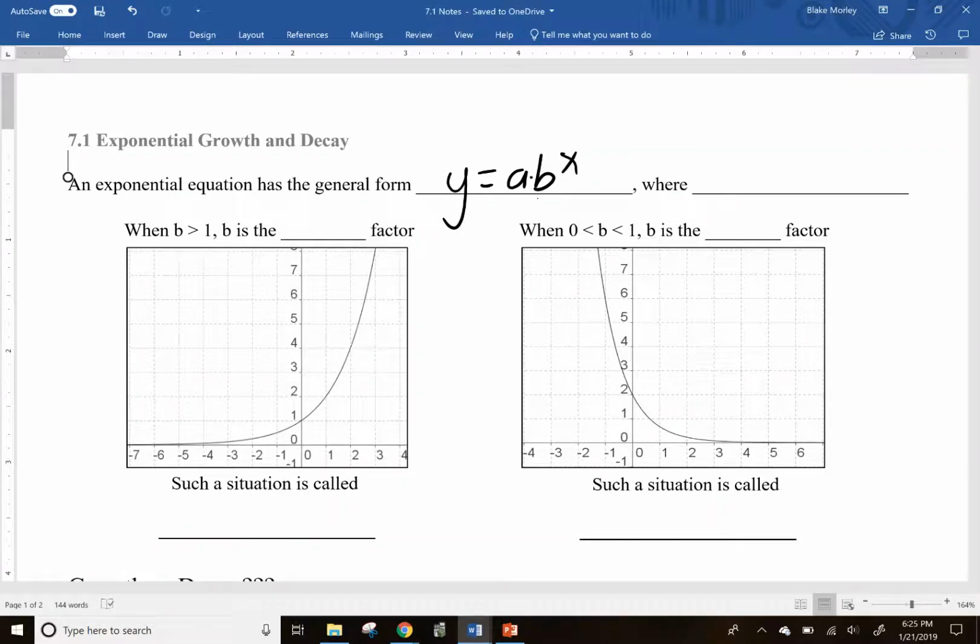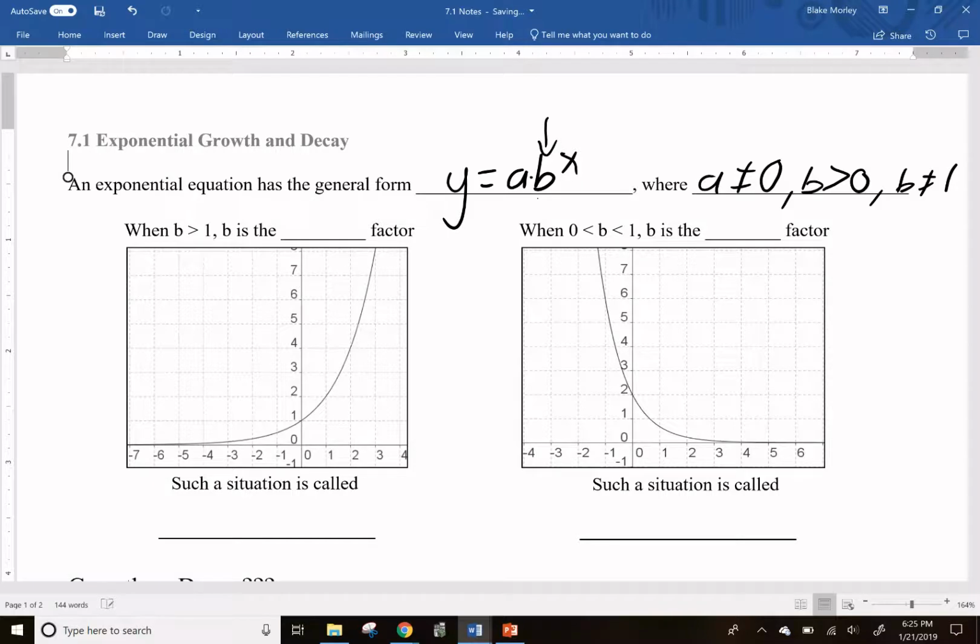Let's talk about some of the ground rules for this. It says where a cannot equal 0. I'll go ahead and write them next, then I'll explain why. b has to be bigger than 0, and b cannot be equal to 1. So b can't equal 1. Let's start there.